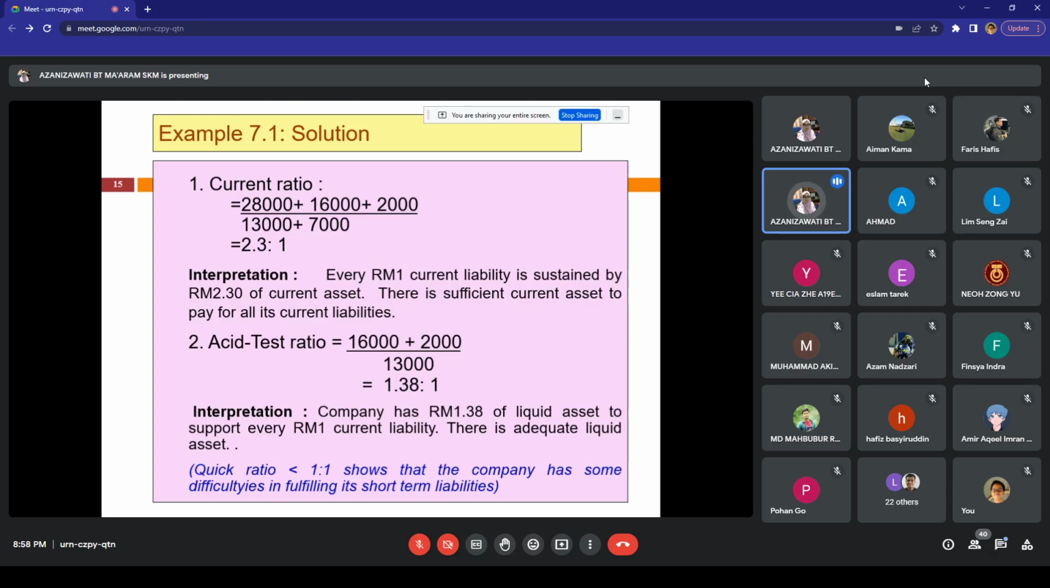So where the company has 1.38 cent of liquid asset to support every 1 ringgit current liability. So therefore the liquid asset is adequate. Okay. So quick ratio, if less than 1 to 1, shows the company has some difficulties in fulfilling its short liabilities.